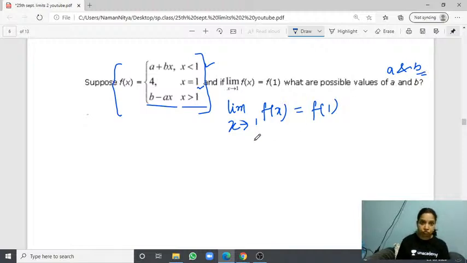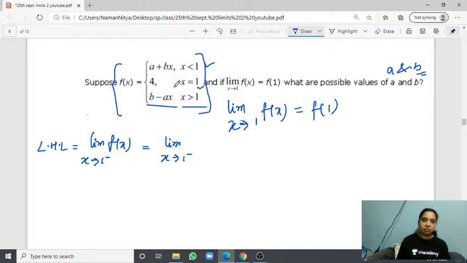So just take this question. So x tends to 1. We will just calculate first limit f of x. So left hand limit and right hand limit you calculate. For x tends to 1 minus, which function should I use? Obviously limit x tends to 1 minus, so I should use a plus bx, the first function. So if I'm putting x equal to 1 in this, what am I getting? A plus b. Equation 1.